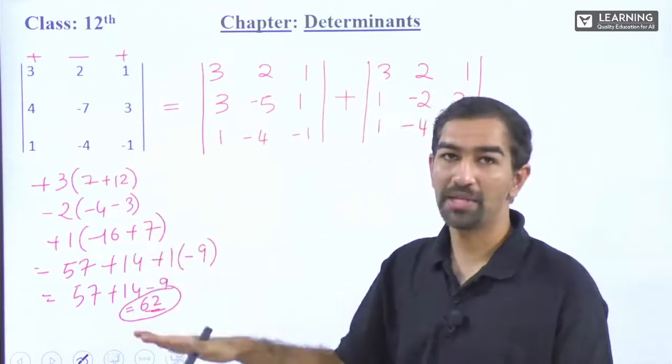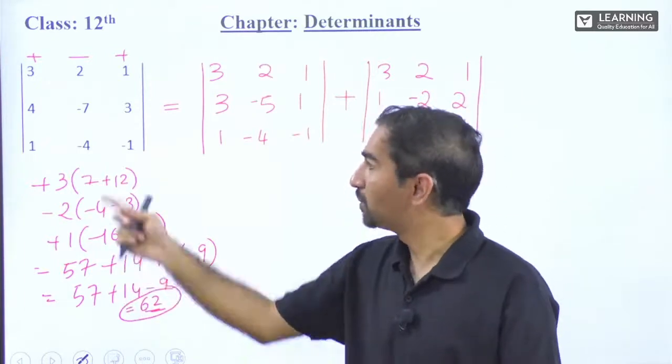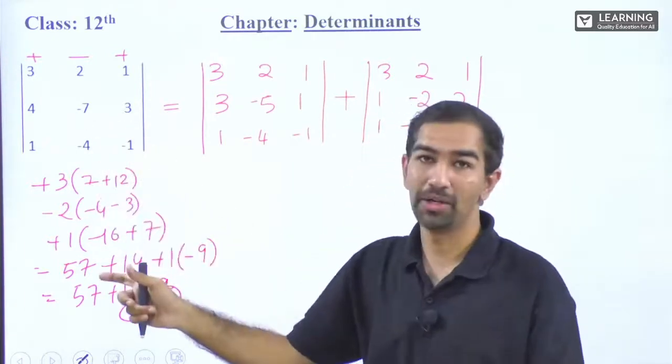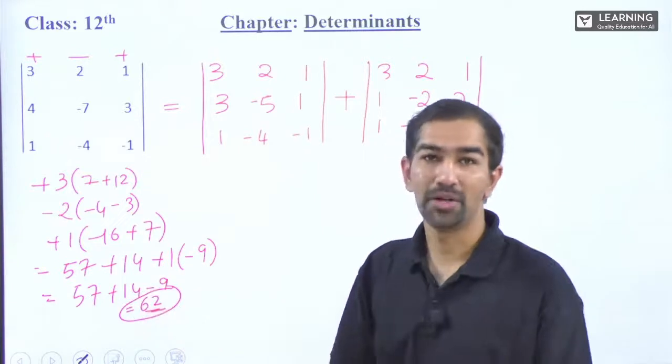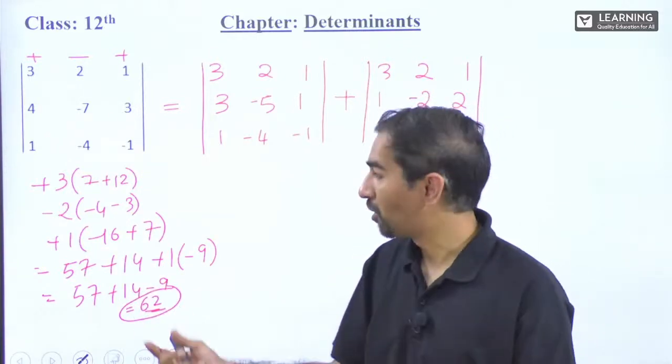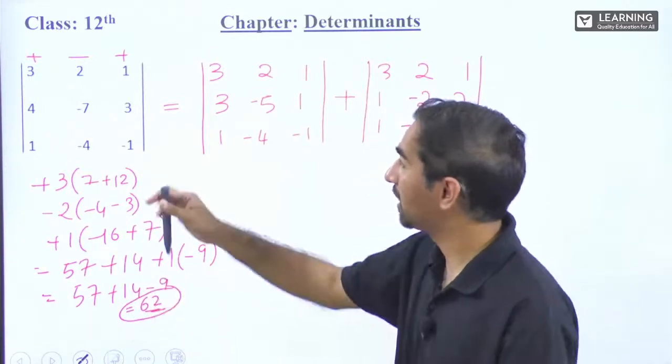So sometimes what happens, students, there will be some mistakes during multiplication or with the signs and all. So just be careful with the determinants. You have to cross check two times at least, or else there might be some mistake. So cross checking it again.